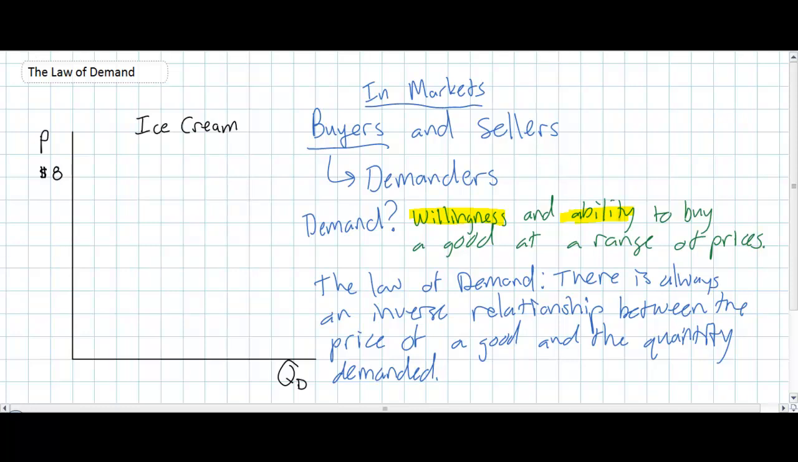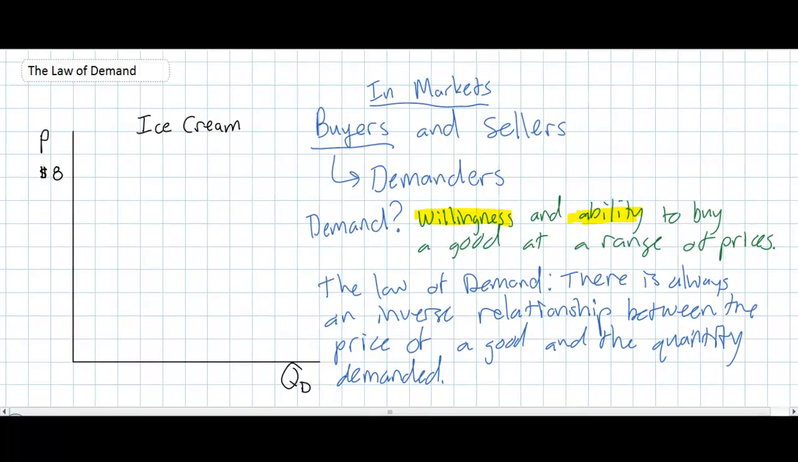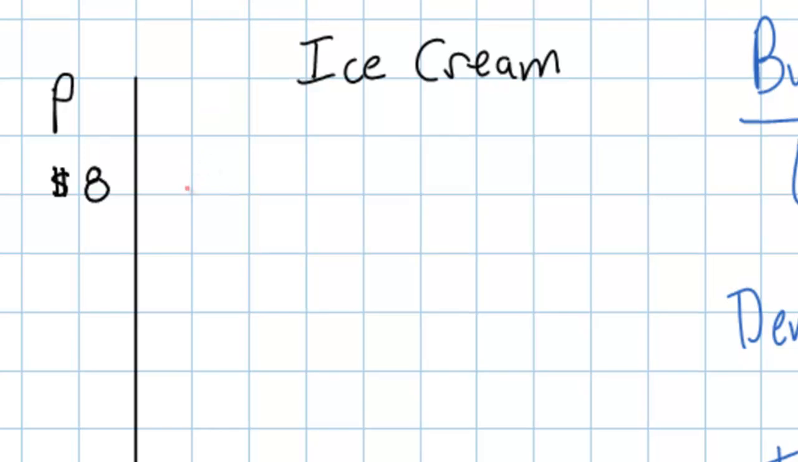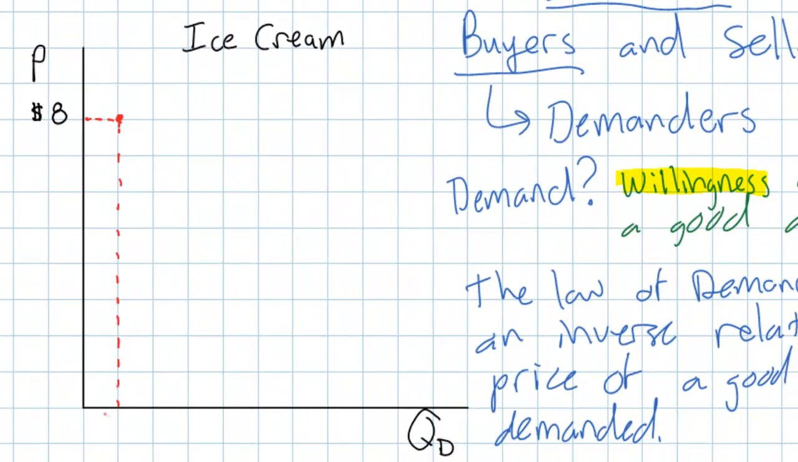The benefit that consumers derive from a single scoop of ice cream is simply not worth the cost of $8 for a single scoop. For this reason, we can assume that the quantity demanded at $8 will be relatively low. I'll put a point here at 100 scoops.